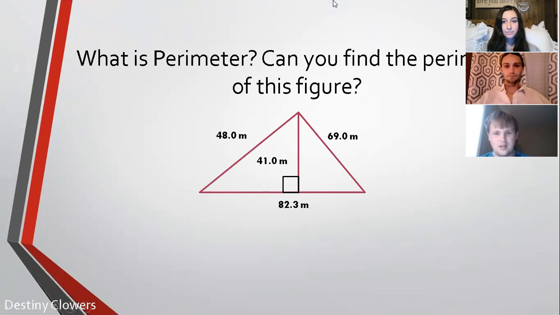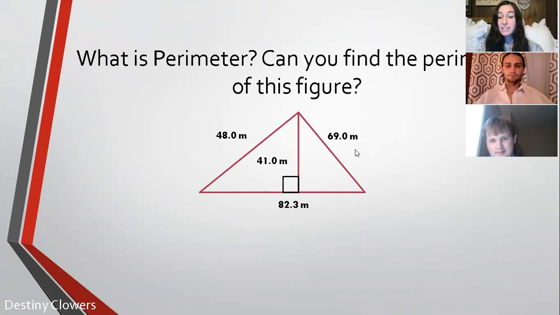All right. Destiny, what is perimeter, and can you find the perimeter of this figure? Of course. Sorry for jumping ahead. That's okay. Perimeter is the border or the outer boundary of whatever figure you're looking at, and it's usually a two-dimensional figure. In this figure, we're going to add up the side lengths together, and that's going to give us our perimeter. So 48.0 meters plus 69.0 meters plus 82.3 meters.